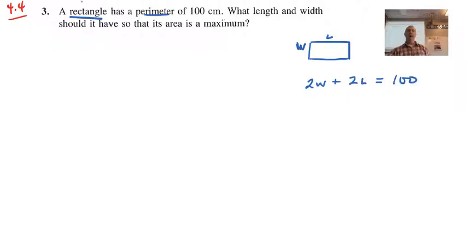Okay? So packed in this question right here, the first sentence is a lot of information that we need to take careful note of, right? We have a rectangle. That's the general shape. We have a perimeter that is 100. So we've got a relationship between the variables. We have some information about how those variables are related. So what is the length and the width? What length and width should it have so that its area is a maximum?